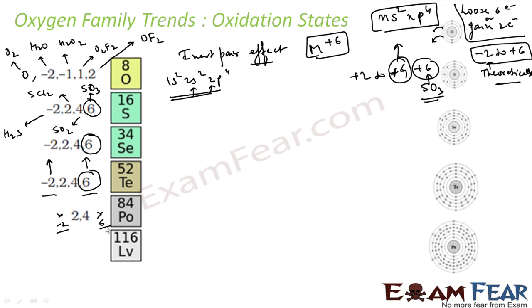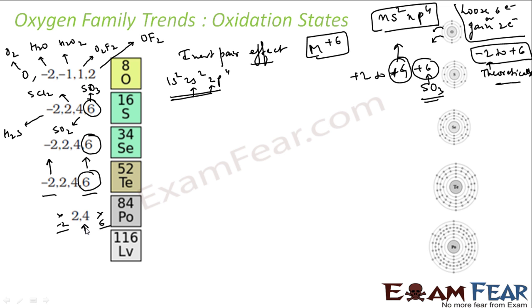So hope you understood the oxidation states concept. Technically it should have -2 to +6, and it does show. Oxygen doesn't show because the size is very small. No oxidation state beyond +2 is possible for oxygen. No empty d orbital, and size is very small, and taking out these electrons from the second shell is very difficult. So oxygen shows only +2 oxidation state at the max. Other elements, sulfur, selenium, tellurium, show +6 also. Polonium doesn't show +6, but it still shows +4. Why? Because of the inert pair effect.